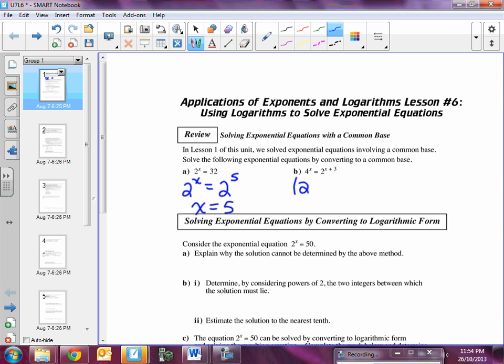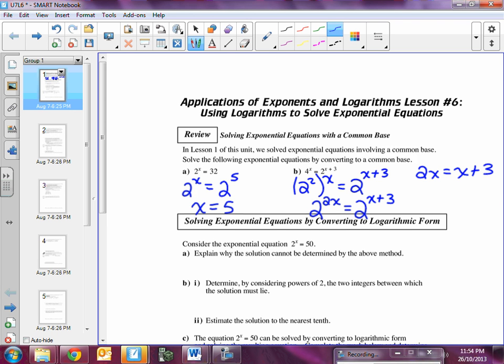So it would be 2 squared all to the exponent x equals 2 to the x plus 3. So I have 2 squared to the exponent x. I have a power of a power here. When I have a power of a power, I multiply my exponents. So 2 times x, 2 to the exponent 2x equals 2 to the exponent x plus 3. I have the same base. I can set my exponents equal to each other. So I have 2x equals x plus 3.